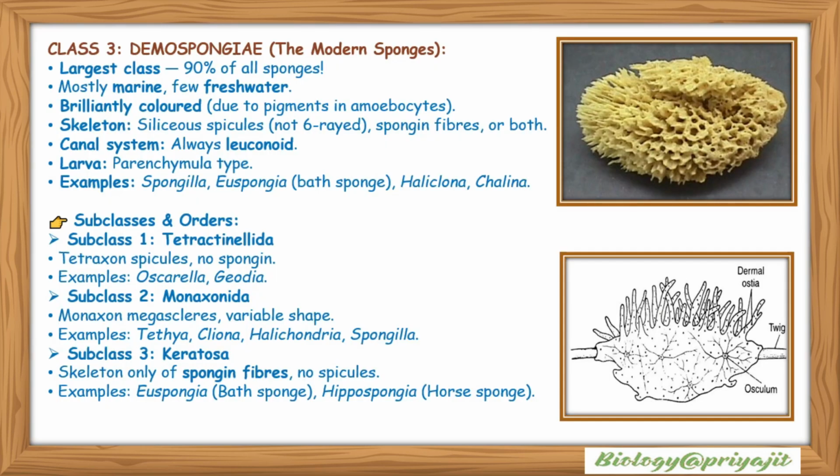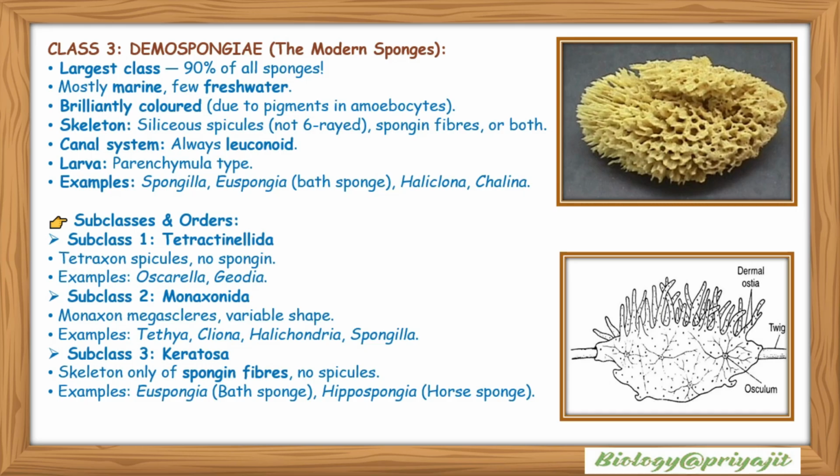The third one is the Demospongy, which is the modern sponge, the largest group, 90% of all sponges. They are mostly marine, but a few are freshwater. They are brilliantly colored due to pigments in amoebocytes. Their skeleton is made up of siliceous spicules, not six-rayed, but spongin fibers are also present. In some sponges, both spongin fibers and siliceous spicules are present. Their canal system is always leuconoid type. Their larva is a parenchymal larva. Examples include Spongilla, Euspongia, Heliclona, Chalina, etc. Euspongia is the bath sponge.